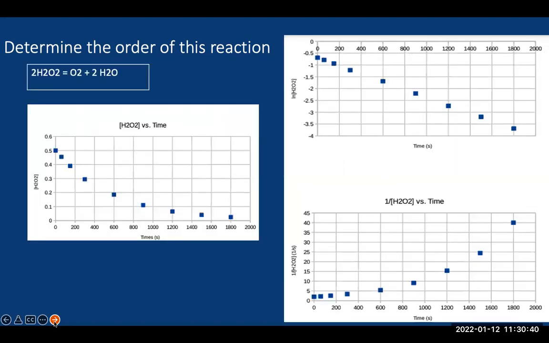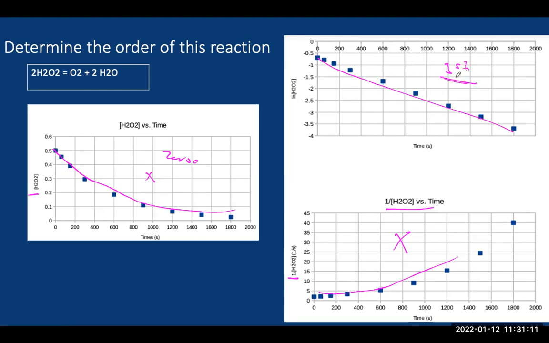Okay, we have another one, so here we need to check every graph. This is the concentration versus time, and it's not a straight line, so it's not a zero order. For 1 over the concentration, if it were a straight line it would be a second order, but it's again not a straight line, so it's not a second order. But for ln the concentration versus time, it's a straight line, so this one is a first order.